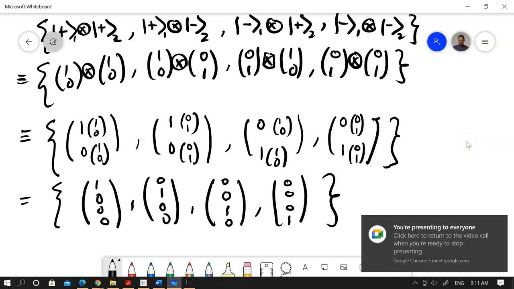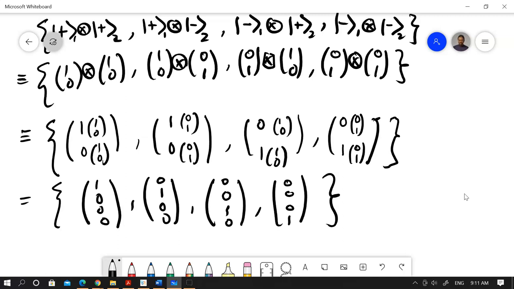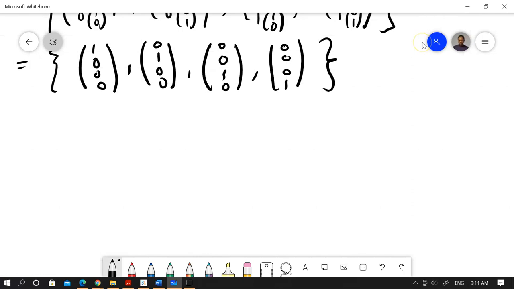Remember our Pauli matrices earlier? Let me push the thing up a little bit. I can talk about the tensor product of operators as well. So in other words, let's consider, say, sigma 1, which is your sigma x, tensor product with sigma 3 to make things easier. So what is sigma 1? Sigma 1 is 0, 1, 1, 0. Tensor product with sigma 3, which is 1, 0, 0, minus 1.